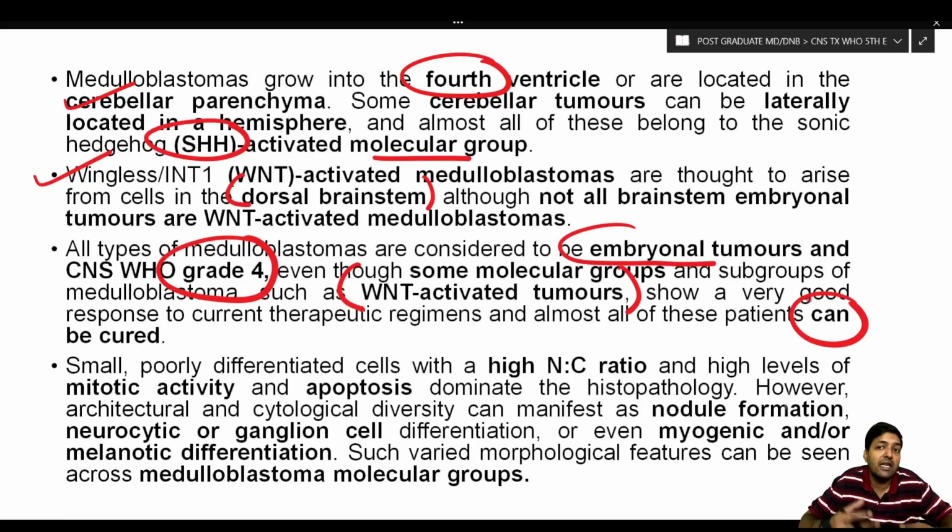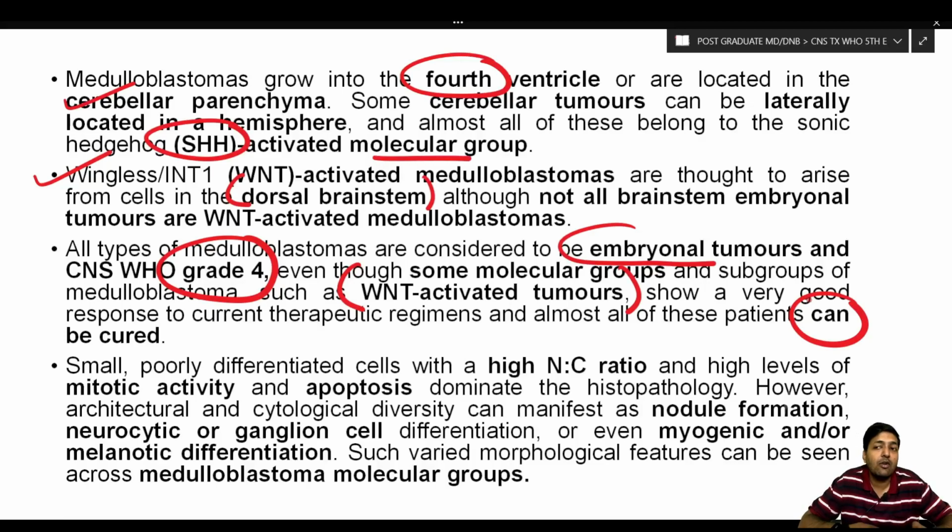The grading was done in a time when treatment was not available, okay, and it was done keeping in mind the natural history of the particular tumor. So if the WNT activated tumor is not treated, then the patient will absolutely die in a very less span of time. So keeping that in mind, it was labeled as grade 4.